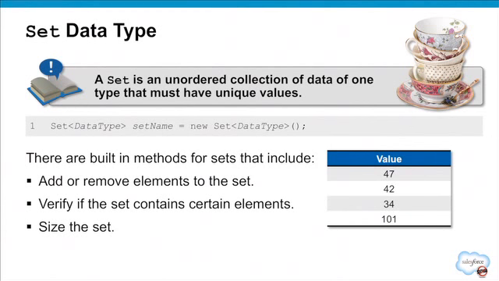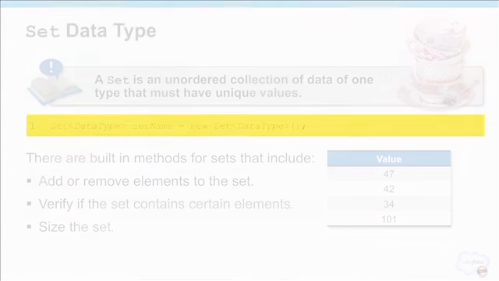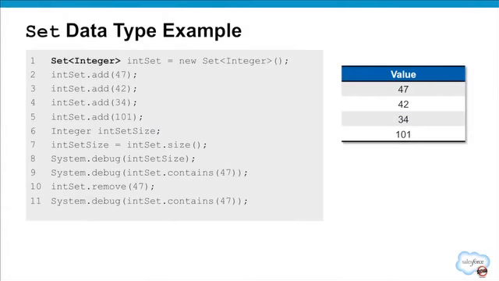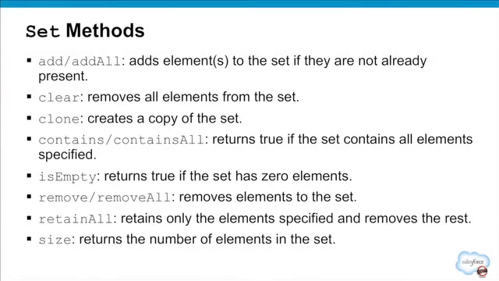All right, sets. Sets are unordered collections of values which must be unique. So here's our notation: Set, data type, equals new Set of whatever it may be. This one's a set of, looks like, integers. You can add elements to it. They must be unique, but if you add something that's already in the set, it doesn't complain. It just says, if there's already 47, then there's already 47 on there. So here are the different methods which are available.